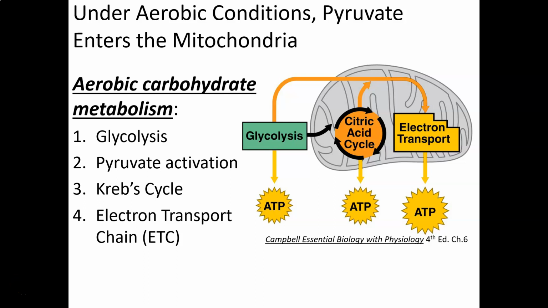This will continue with the metabolism lecture. This will be part 2. So we're just going to start the aerobic carbohydrate metabolism section, which includes glycolysis, pyruvate activation, Krebs cycle, and then the electron transport chain.